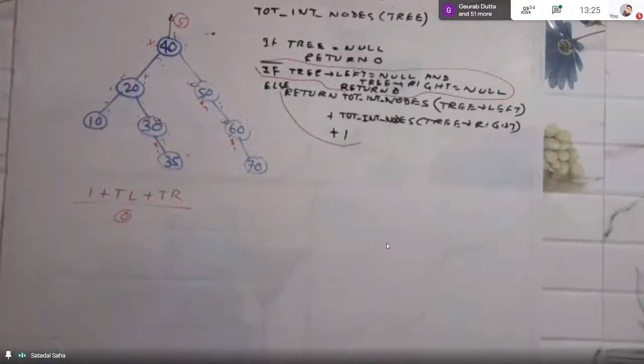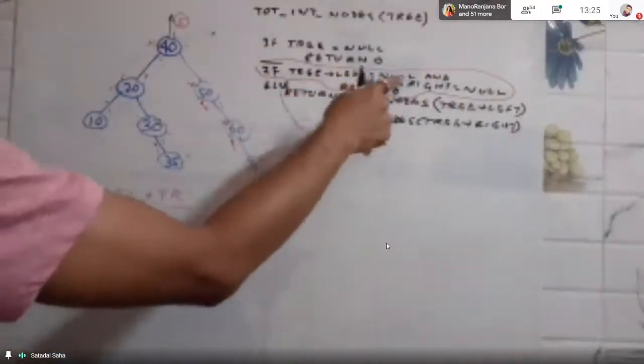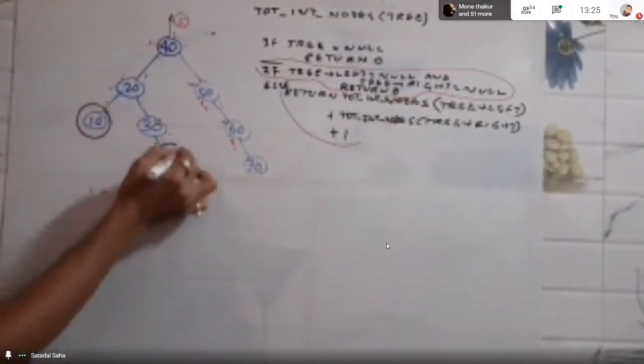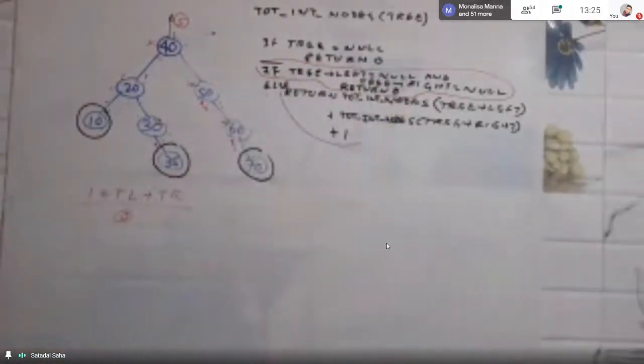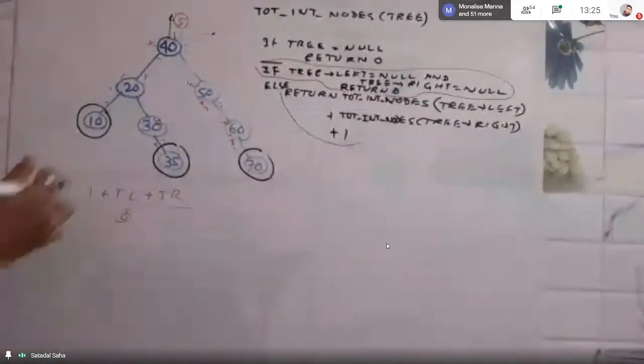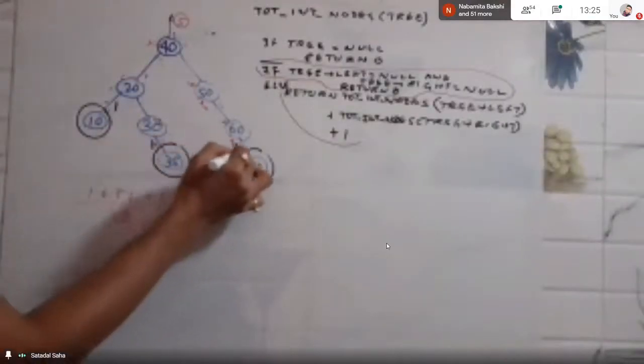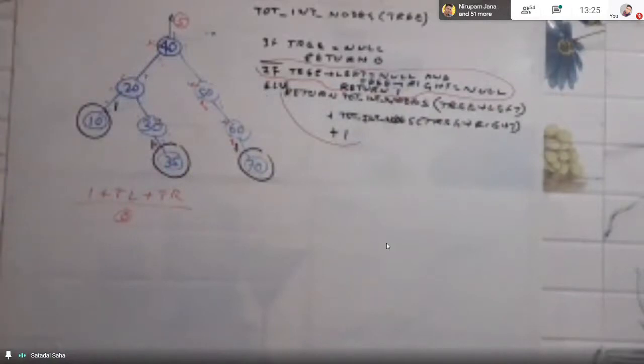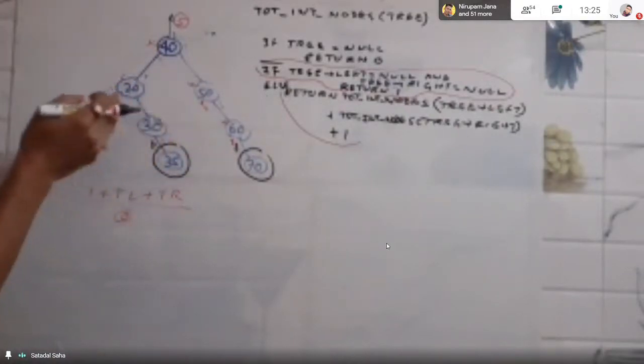Only thing is that external nodes will return the value 1. Internal nodes will just carry the value. It will not add any value. So in this case, we just change one thing, that is, if tree left equal to null and tree right equal to null, like the case of these leaf nodes, in which case the tree left and tree right both are equal to null, it will simply return the value 1. So this will return 1, this will return 1. In all other cases, that is for these nodes, it will just carry the value.